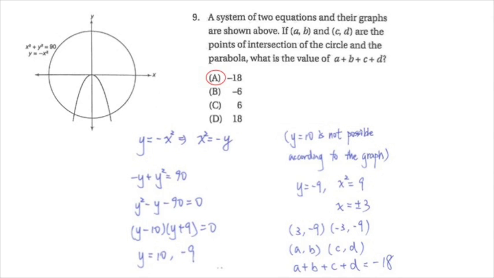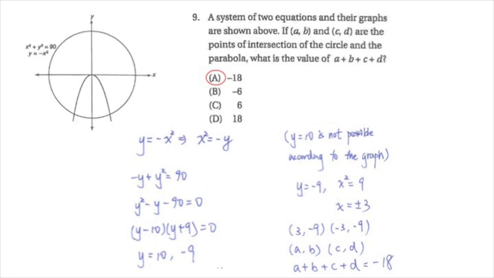And obviously in this case, if we look at the graph, y equals 10 is not possible since the intersections are in quadrant 3 and 4, and if y equals 10, then it's all the way up there at the positive sections. So y can only be negative 9.